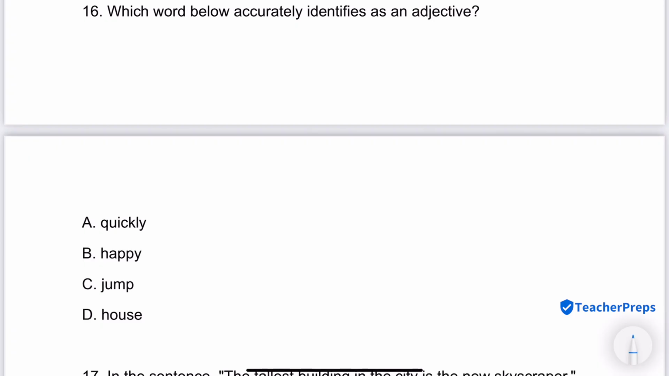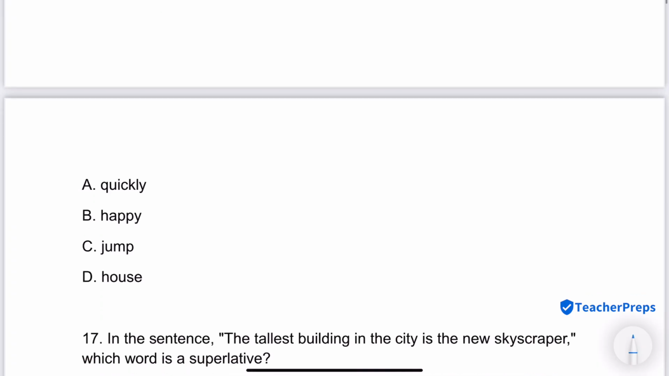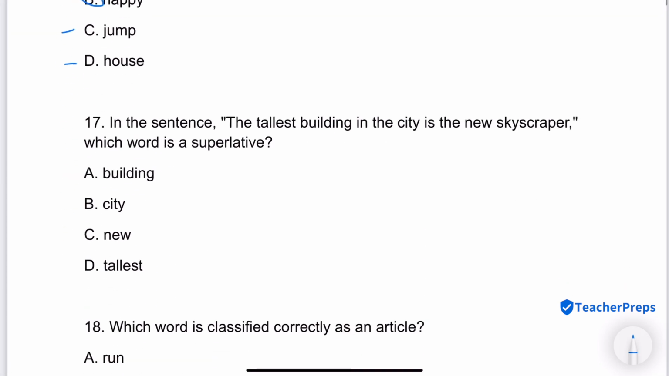Which word below accurately identifies an adjective? Remember that an adjective's job is to describe a noun, and you can have a happy dog, and happy describes the dog. Whereas, for example, quickly, option A, that is an adverb because it describes a verb. Then we have jump, option C, that's a verb, and house is a noun. So a simple test is to see if you can put the word in front of a person, we have happy person, and that does work. Option B is correct.